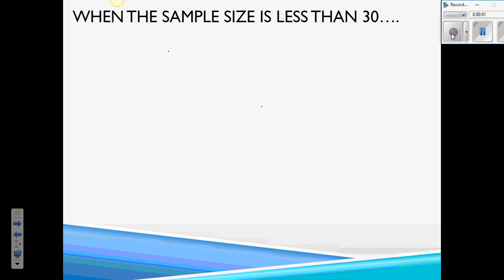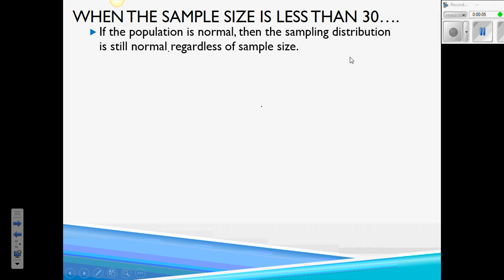Less than 30, what we're going to do is first ask ourselves if the population is normal. If the population is normal, then the sampling distribution is still going to be normal regardless of that sample size.